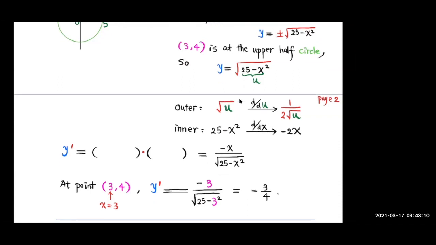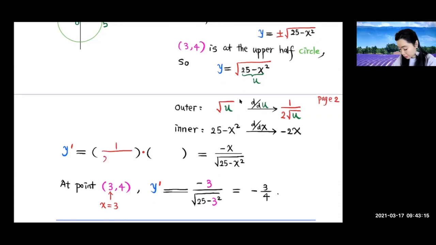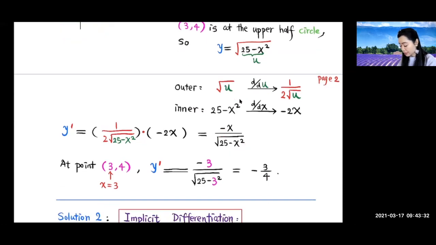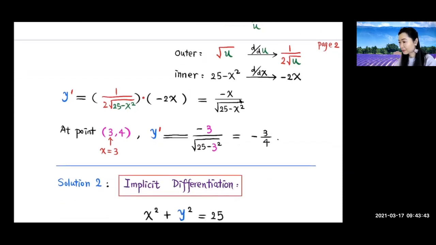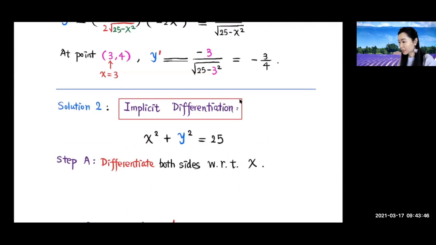So y prime is going to be 1 over 2 times square root of 25 minus x squared, multiplied by the derivative of this inner function, which is negative 2x. And you simplify, you get this. Now you can substitute x equal to 3 into this to find y prime, and it turned out to be negative 3/4. Okay, so that's one way to do it. Now today I'm going to teach you a new way to do that. That's called implicit differentiation. Okay, so with implicit differentiation, you don't need to solve for y.